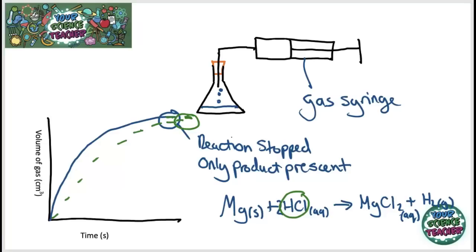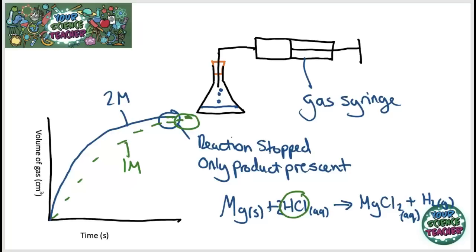So you'll get the same shape graph, but it won't be as steep for less concentration. So this could be a 1 molar solution, and this one here could be a 2 molar solution of hydrochloric acid. The reason for this increased rate of reaction is that there are going to be more particles that can collide with one another, and that's going to increase the rate of reaction. That's just simple collision theory, which we'll go into more detail on in the rest of the video.